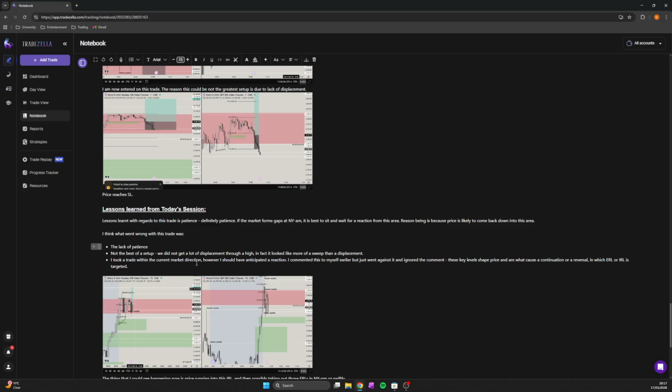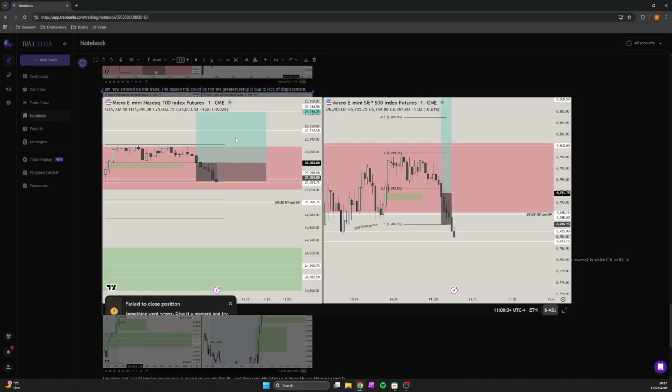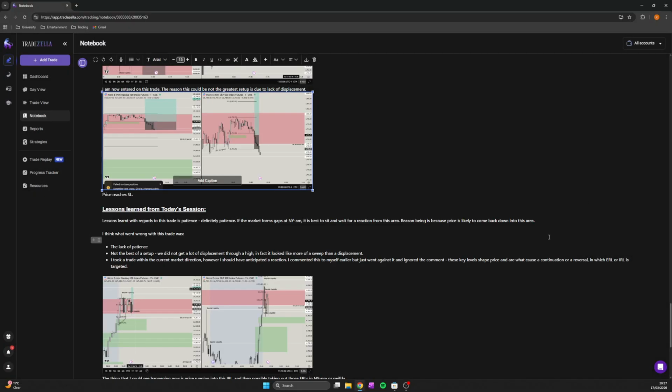I took a trade within the current market direction, right? So obviously we were pushing up higher for most of the morning, right from London reversal. So from London close to about New York AM, we continue to push higher, okay? However, I should have anticipated a reaction. Why? Because we're at a key level, especially a daily gap, right? I commented to myself earlier, but just went against and ignored the comment.